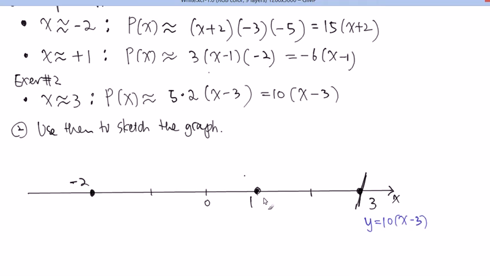How about around 1? It's a negative 6, right? Negative 6 slope is like this, relatively. This negative slope. y equals negative 6 times (x minus 1). Good? And what happened around negative 2? It's positive 15, right? It's positive 15. y equals 15 times (x plus 2). That's all the information we have from near the zeros, right?